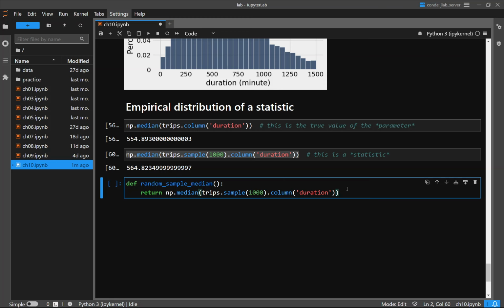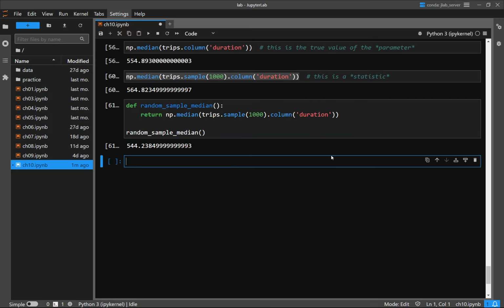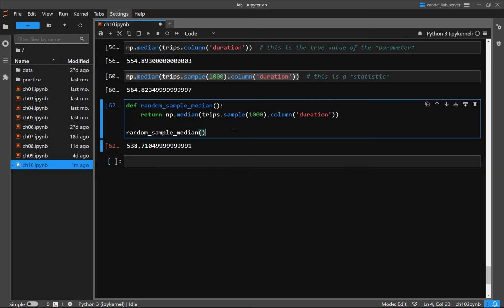So I can just rerun this function very quickly. Does that make sense, what I'm doing there? I'll just run random sample median. Every time I run it, it gives me a new value back, and so I can just repeatedly run that. That's what I'd like to do, to see how far off it could be.